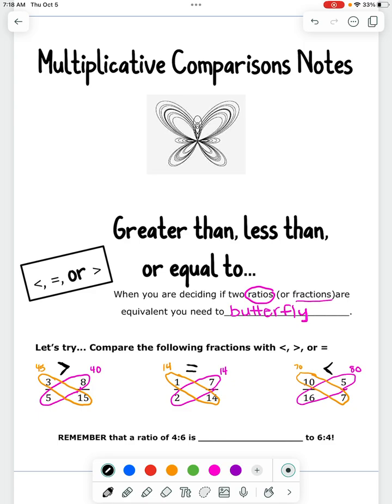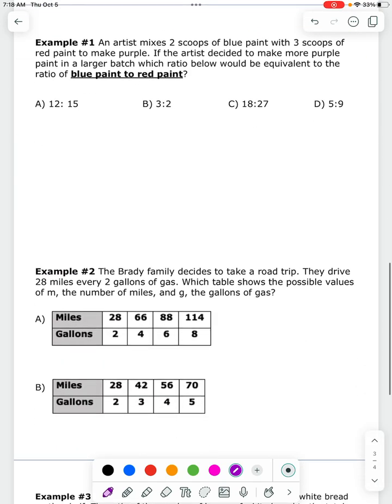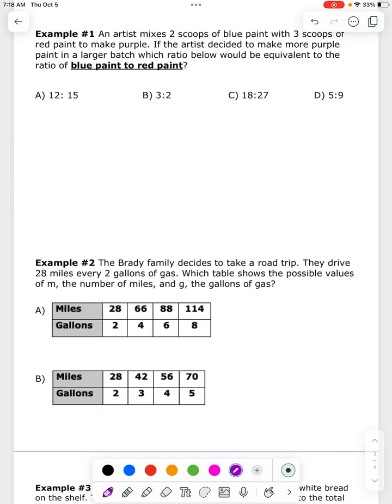And then the last thing we need to remember is that when we have a ratio 4/6, it is not equal to 6/4. We cannot switch the order of a ratio. If it says 4/6, 6/4, that is our Joe Schmo. We cannot switch that order. So open to the middle of your notes, and we're going to do a few practice problems.